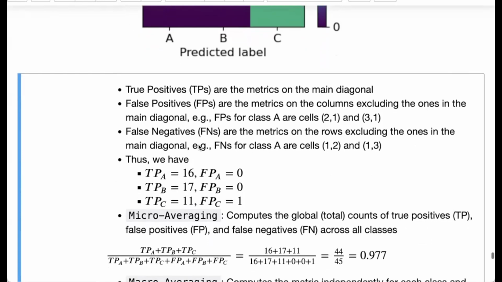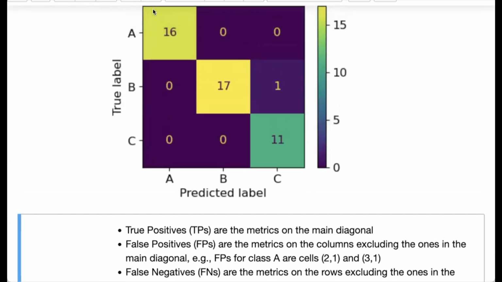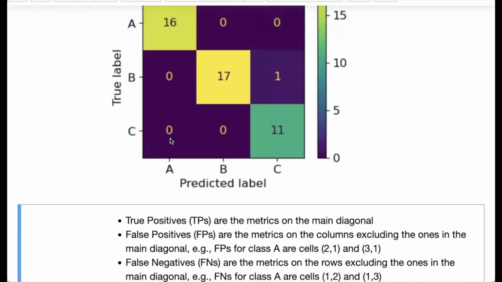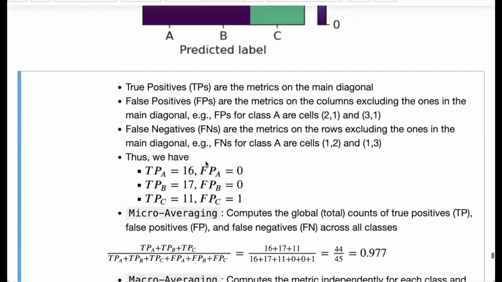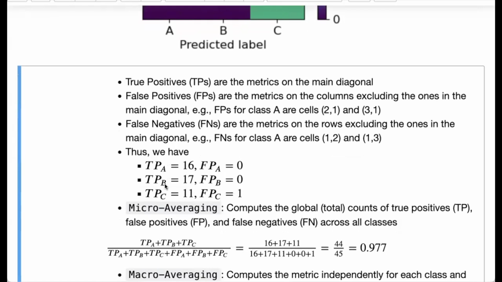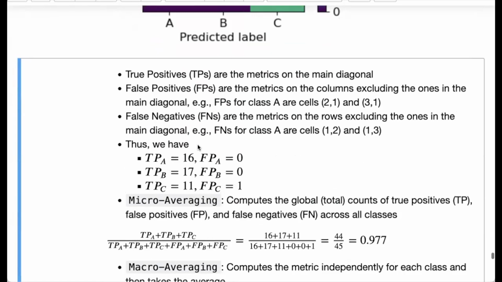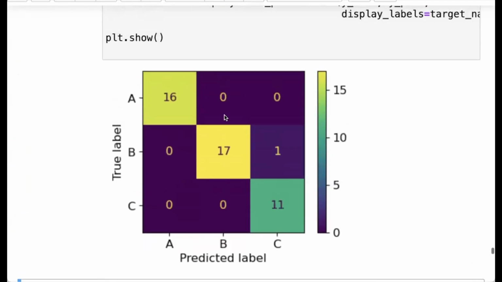So here we have the numbers, right? For class A, true positives is 16. And then in order to find false positives, we add these two zeros. The same thing for class B. So we have 17 for true positives, and then for false positives, we have 0 plus 0. However, for class C, true positives is equal to 11, but false positives is equal to 1.